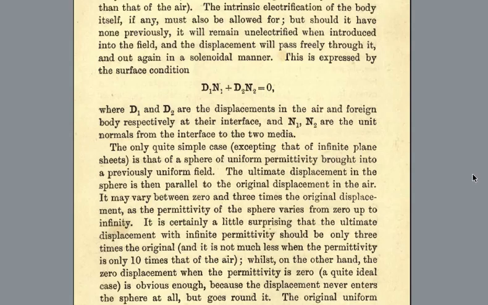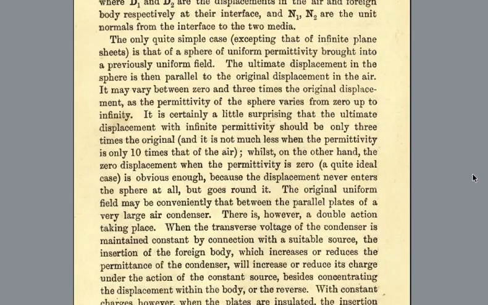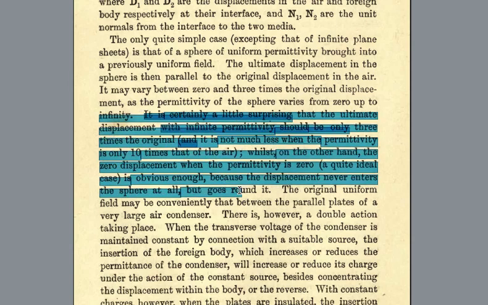The only quite simple case, excepting that of infinite plane sheets, is that of a sphere of uniform permittivity brought into a previously uniform field. The ultimate displacement in the sphere is then parallel to the original displacement in the air. It may vary between 0 and 3 times the original displacement, as the permittivity of the sphere varies from 0 up to infinity. It is certainly a little surprising that the ultimate displacement with infinite permittivity should be only 3 times the original, and it is not much less when the permittivity is only 10 times that of the air.